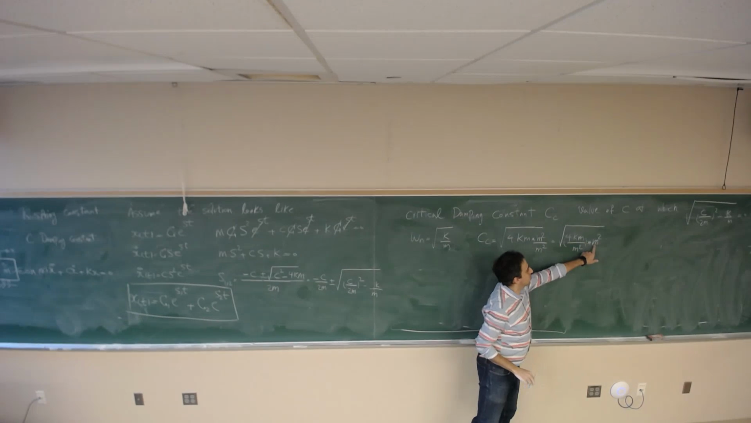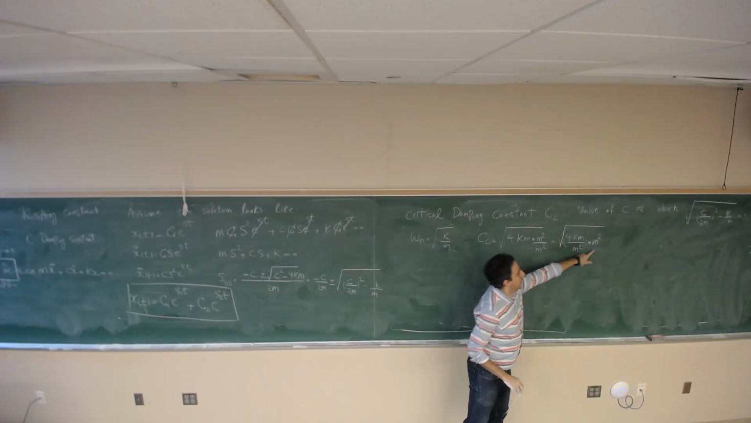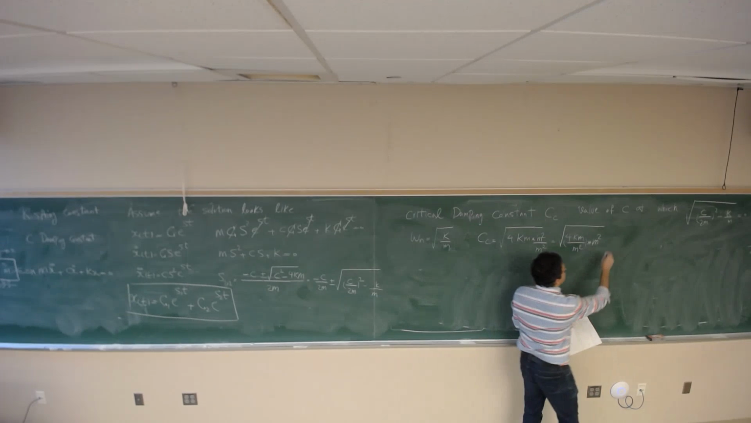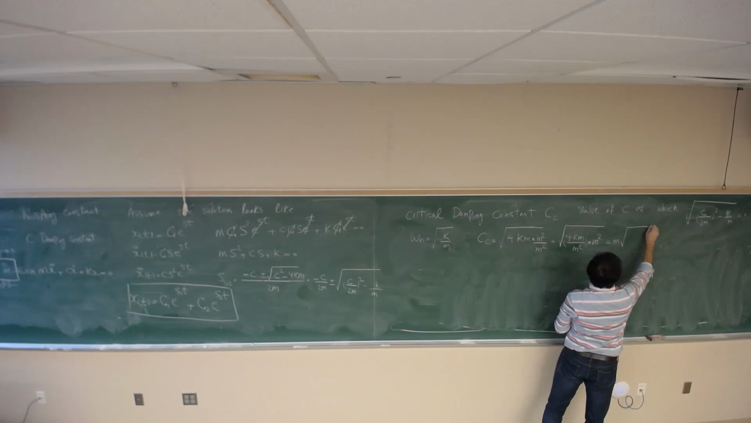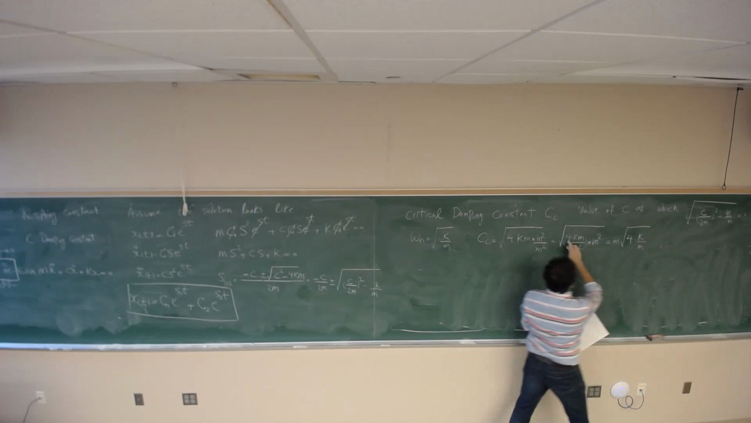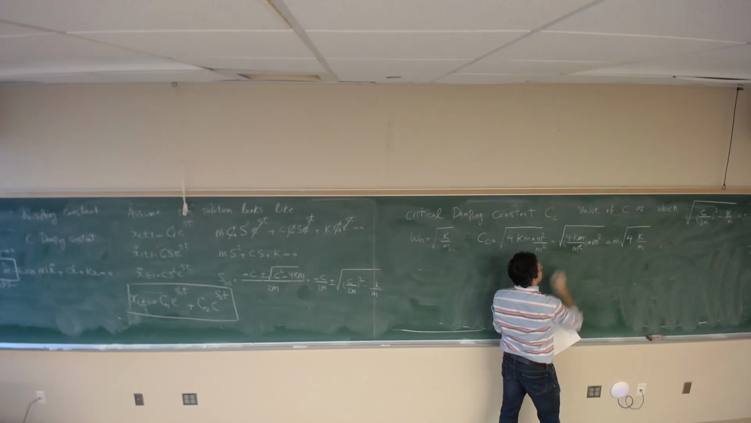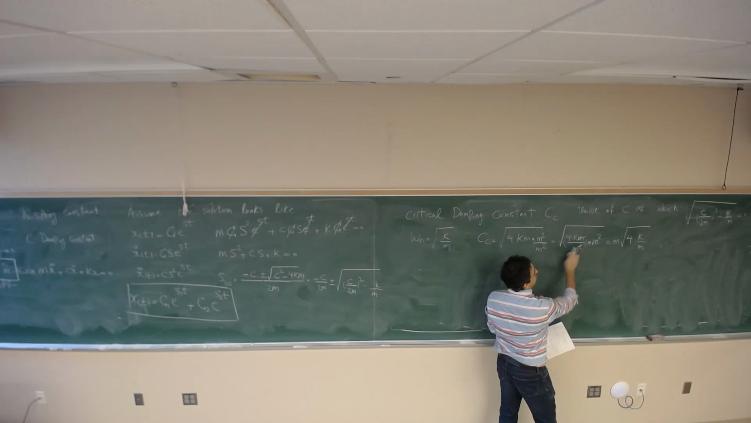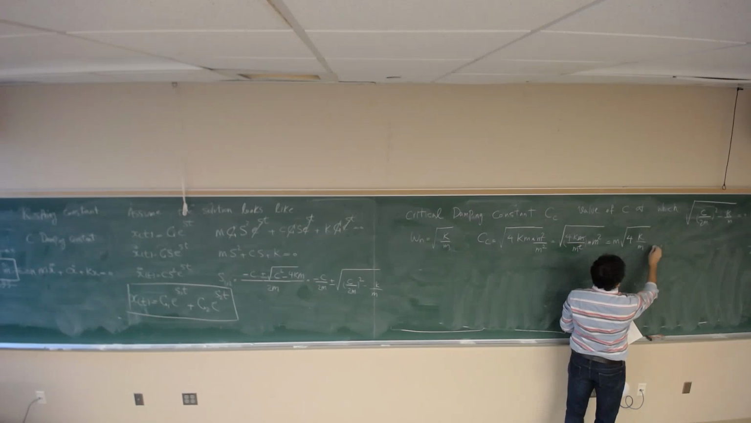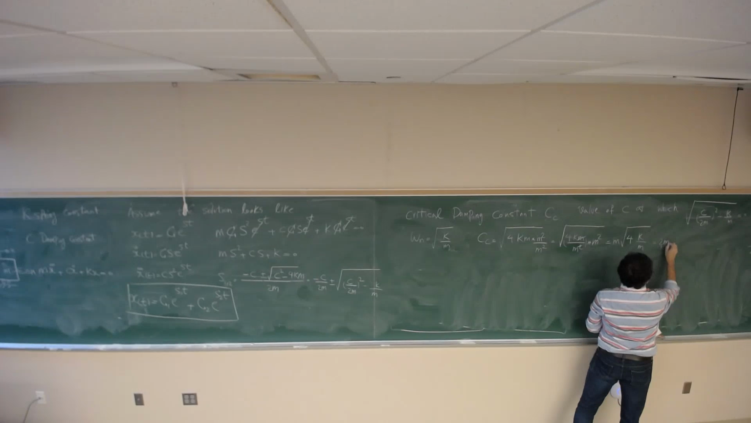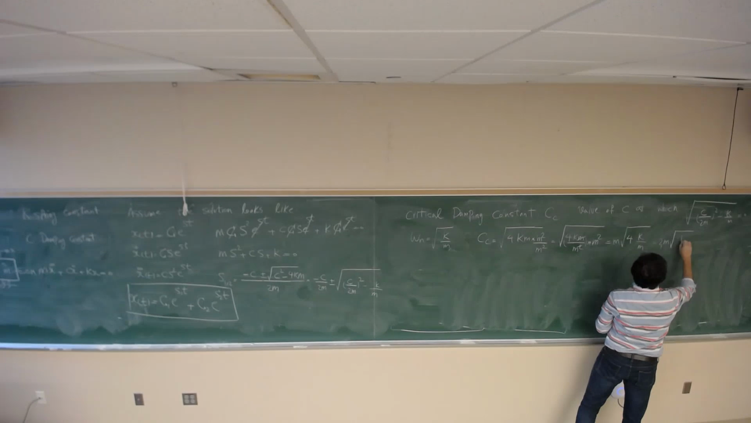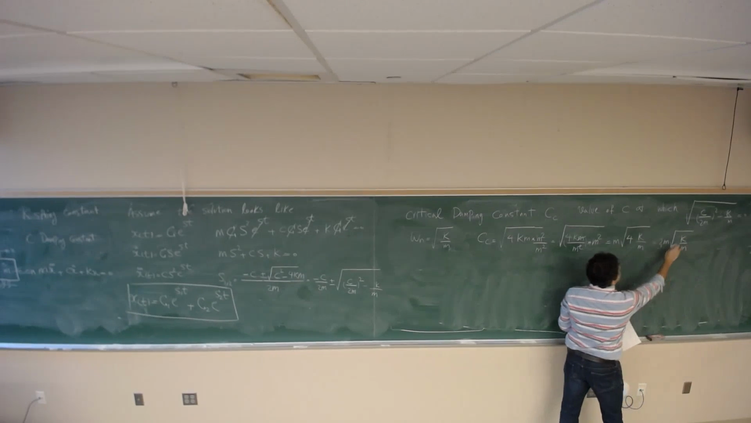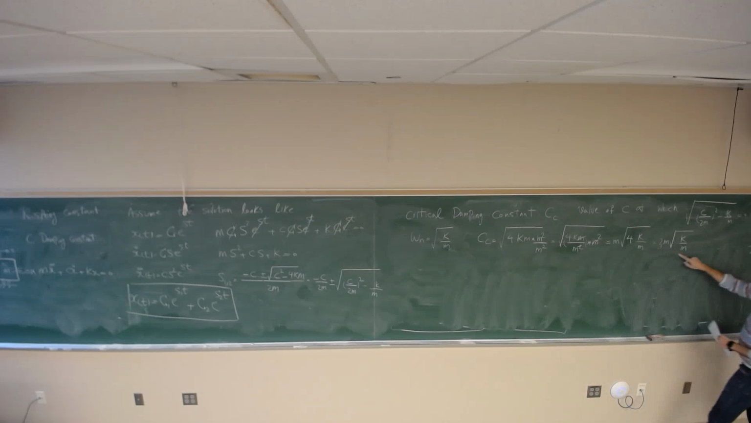This m squared I can move outside of the square root. It's going to be m times the square root of 4k over m, if I cancel out m squared with one m. So this 4 can come out of the square root: 2m times the square root of k over m. And this is omega n. So 2m omega n.